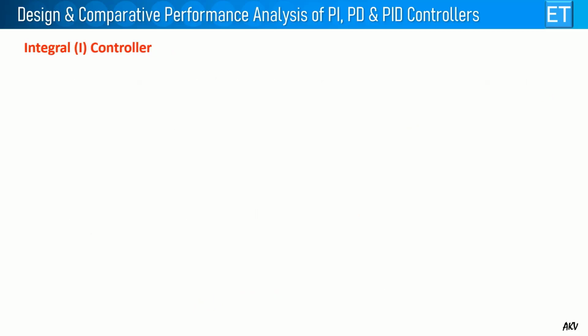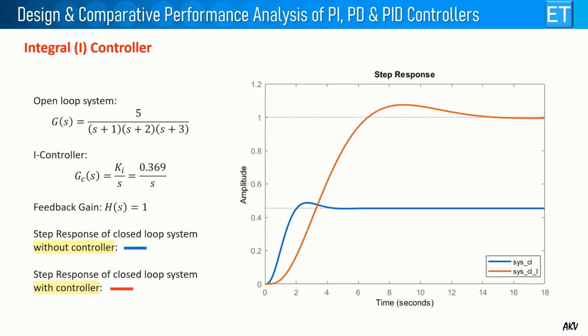So let us compare its response with the uncontrolled system. We are taking again the same plant transfer function, and this is our controller transfer function. So KI here is 0.369, so the controller is 0.369 upon s, and this blue one is again your uncontrolled system response. And here you can see that we are getting the huge ESS, but with the I controller, we are getting this response. And here you can see that this response has reached 1. So the steady state error is now 0.